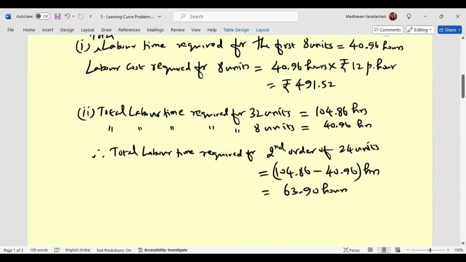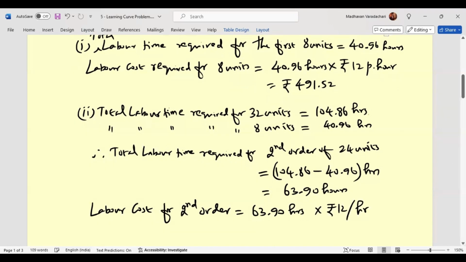So therefore, labor cost for the second order will be 63.90 hours multiplied by rupees 12 per hour. So that will give you rupees 766.80. So that will be the solution for this particular question.